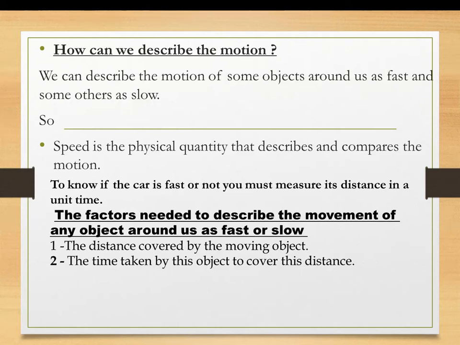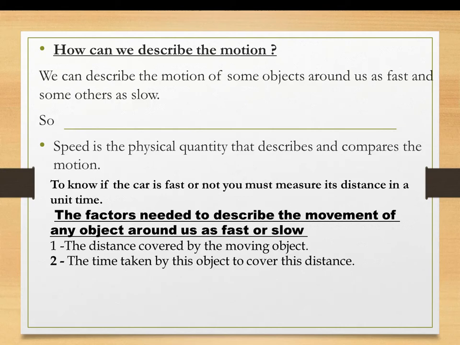So to calculate the speed, the factors that describe the movement are distance and time. What is the meaning of the word factors? Factors are used to calculate. So if we want to calculate the speed, you must know distance and time.